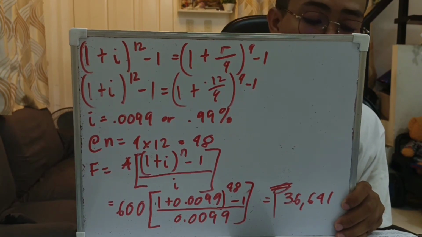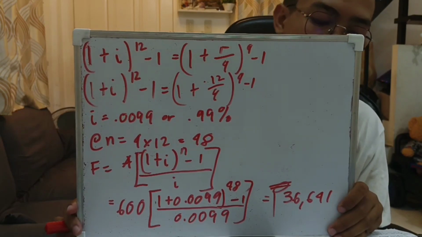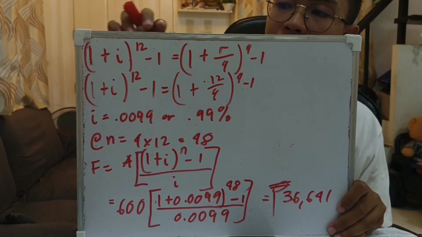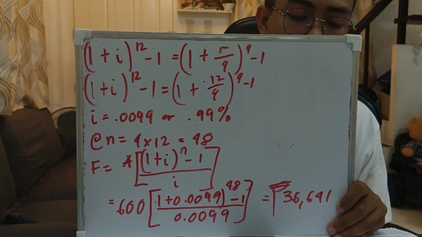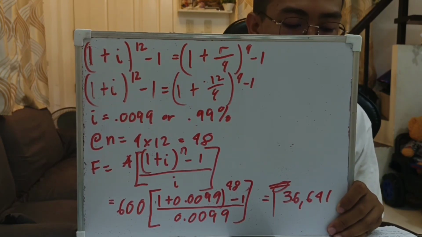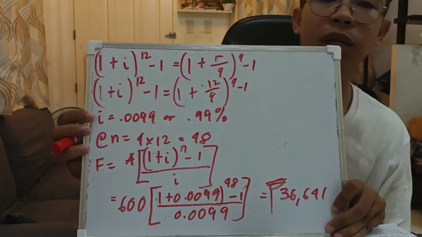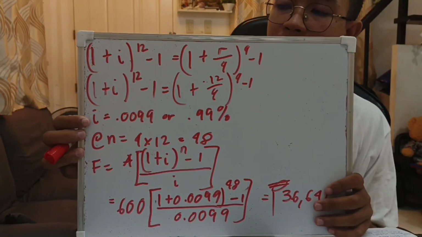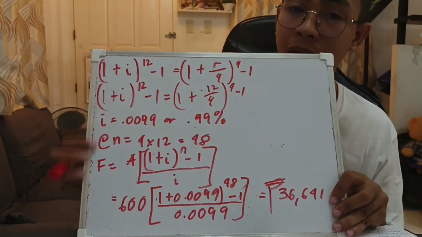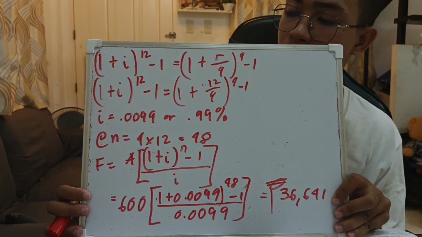And substitute the formula: (1 + i)^12 - 1 = 1 + r, where r is 12%, so it will be (1 + 0.12/4)^4 - 1. So our i will be 0.0099 or 0.99%. So we will be using this in finding the F, or the future worth formula of annuity here.